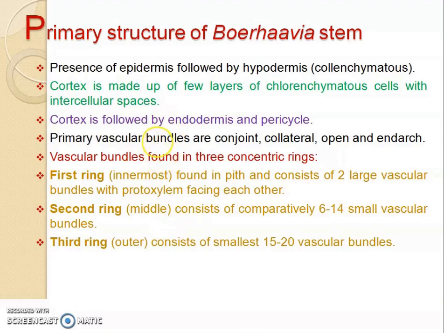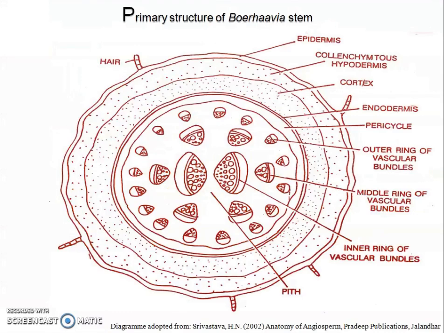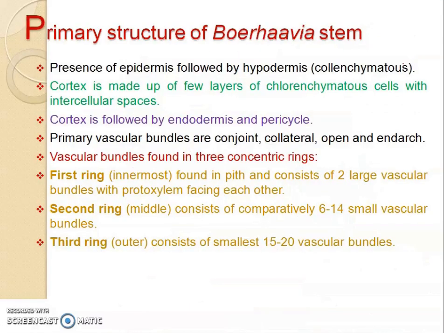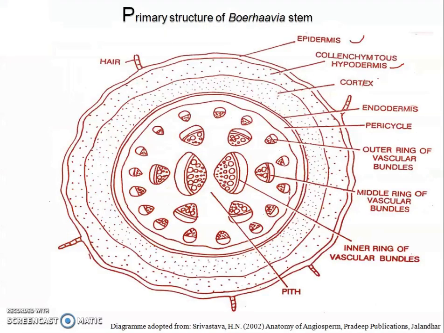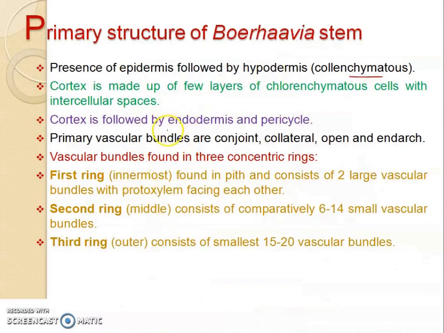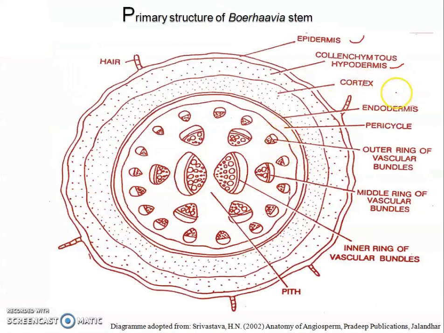Primary structure in Boerhavia stem shows the presence of epidermis followed by hypodermis. This is the primary structure of Boerhavia stem. In this case, the outer covering is epidermis, it is followed by hypodermis, and this hypodermis is collenchymatous. So the collenchymatous hypodermis is present. Then cortex is followed by endodermis and pericycle.